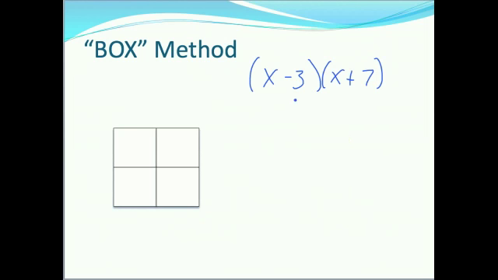All right, let's try another one with the box method. You can see here we're going to do x minus 3 times x plus 7. When we put these in the box, now again, we have a negative here. Be careful. That's x, and that's negative 3. We didn't have to put it for the positive, so at the bottom we have x and 7. But it's important that we have it, because that changes everything.